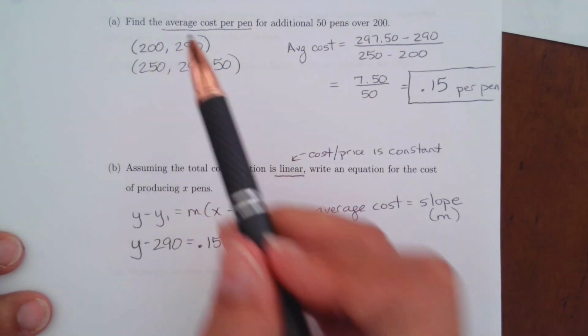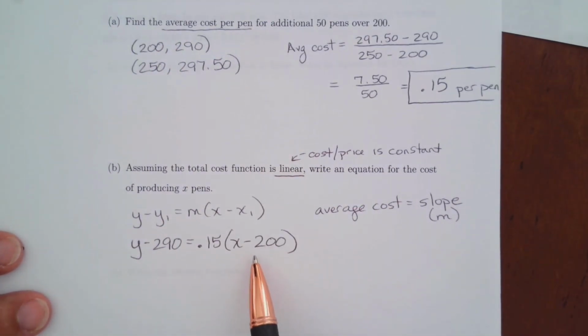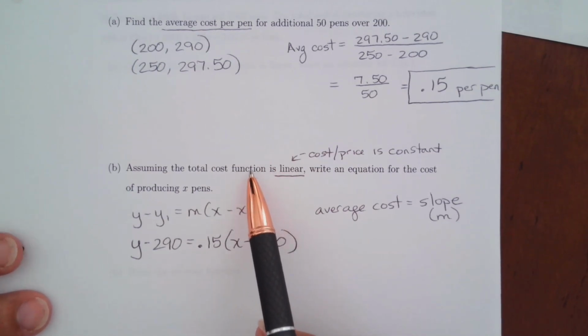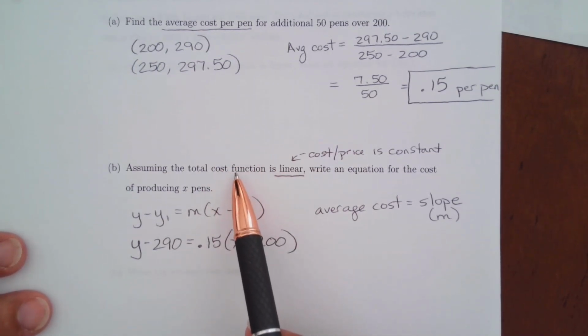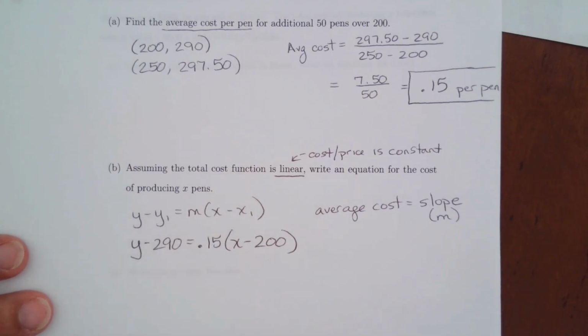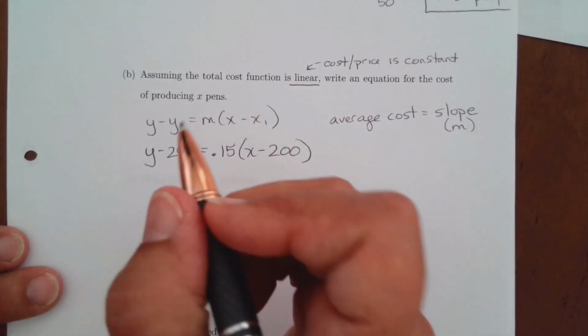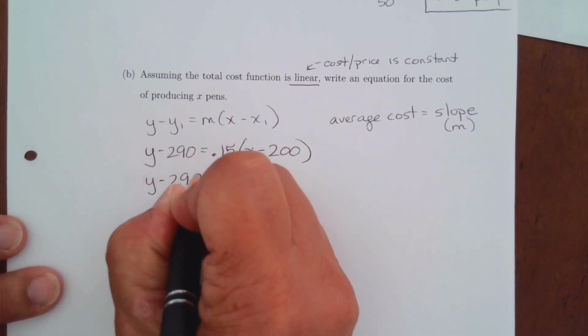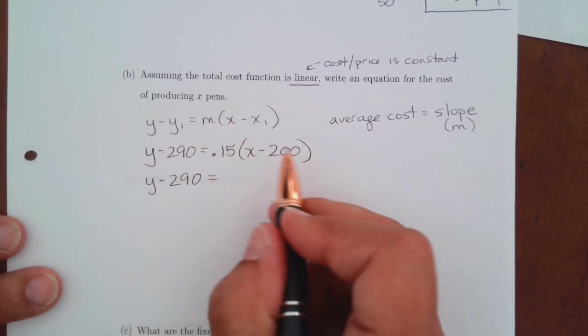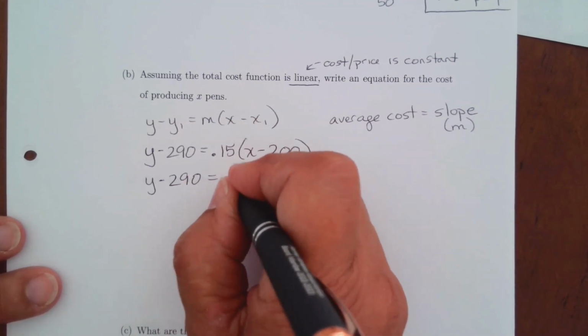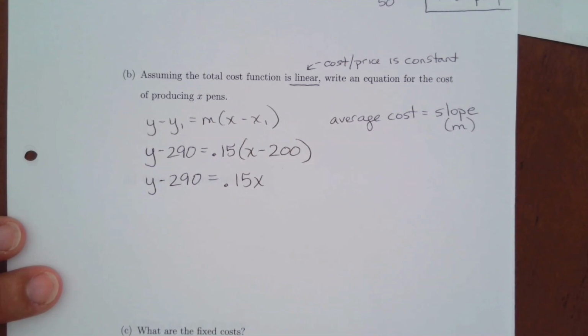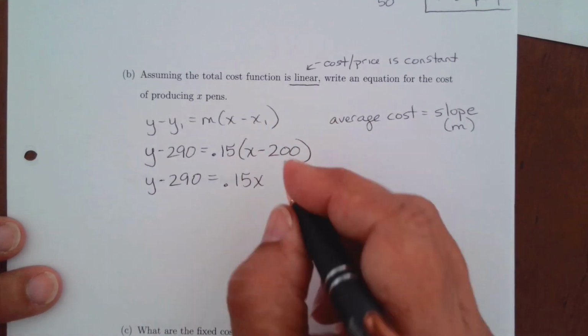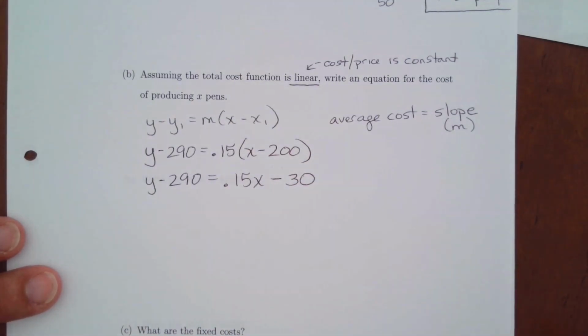Again, this is x, this is y. So there's your y, there's your x. All right, so now we're just going to solve for y, the total cost function. So we're going to do C of x. Let's go ahead and finish this out so we can get the function. All right, so we got y minus 290. And now we're going to multiply 0.15 times x, 0.15 times negative 200. So 0.15 times x is 0.15x. And then 0.15 times negative 200 is negative 30.